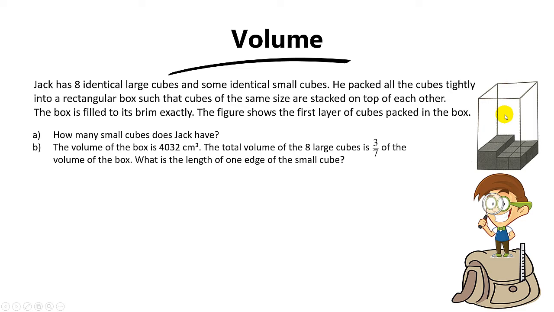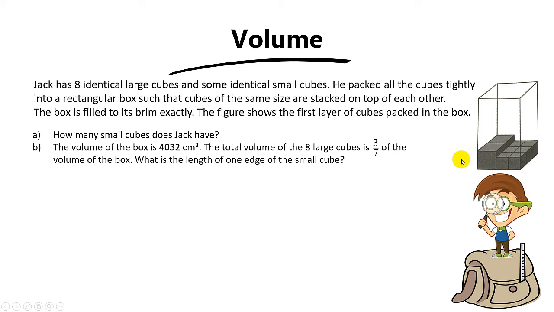And also, the question gives us an important clue. The question says that the cubes will fill the box up to the brim exactly. Exactly means there are no gaps in between. This is a very important keyword. Exactly means there are no gaps inside the rectangular box. It means everything fits nicely inside.